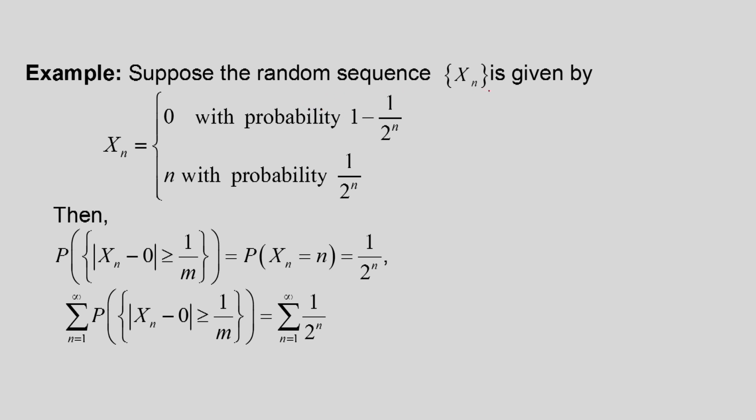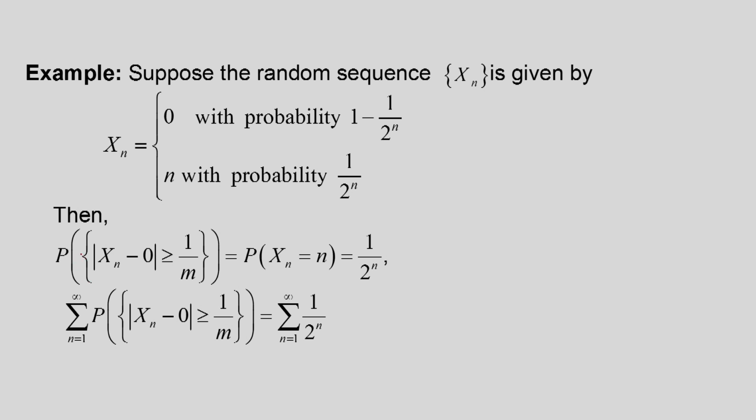Suppose the random sequence xn is given by xn equal to 0 with probability 1 minus 1 by 2 to the power n, and equal to n with probability 1 by 2 to the power n. So we see that this probability will become 1 as n tends to infinity, and correspondingly this probability will become 0. So therefore xn approaches 0. Now whether this is the limit we get in the almost sure sense, let us see.